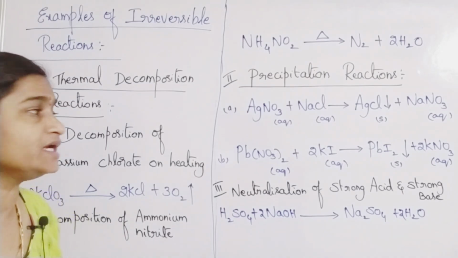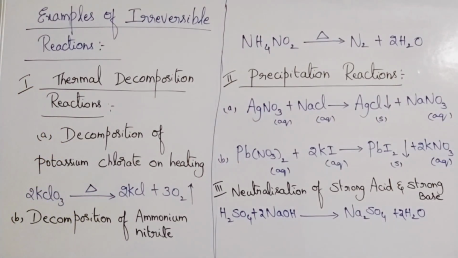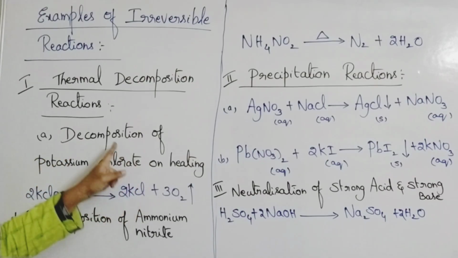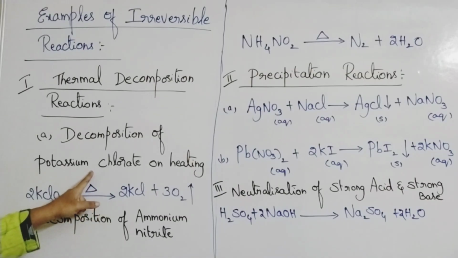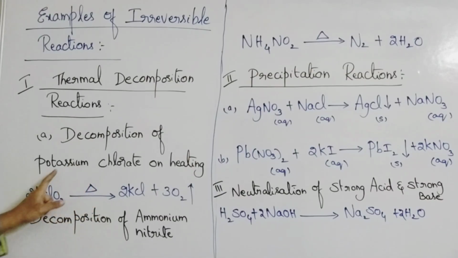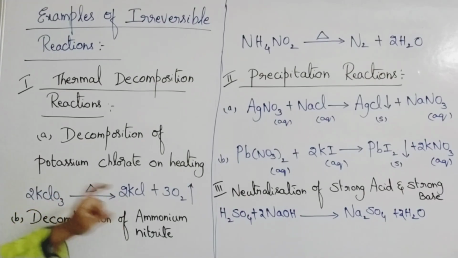Okay, or constituent elements. So thermal decomposition means the reactions in which decomposition takes place through heating. Okay, so decomposition of potassium chlorate on heating. We are taking the first example for thermal decomposition, potassium chlorate. Formula is KClO3. So 2 KClO3 on heating gives rise to 2 KCl plus 3O2.